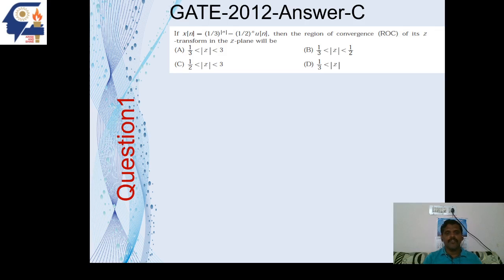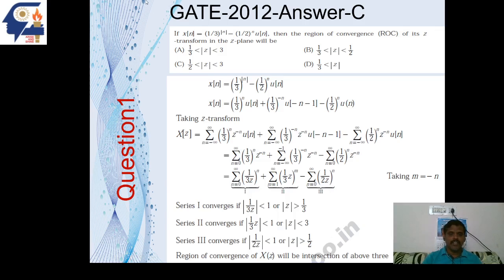They are given x of n, they are not asking for the z transform. They are asking what is the ROC of its z transform in the z plane. It is GATE 2012. Solution. Given signal x of n.